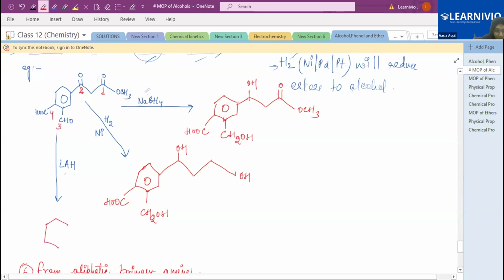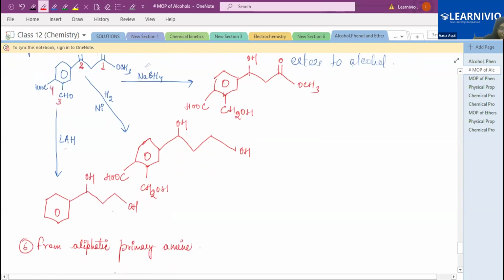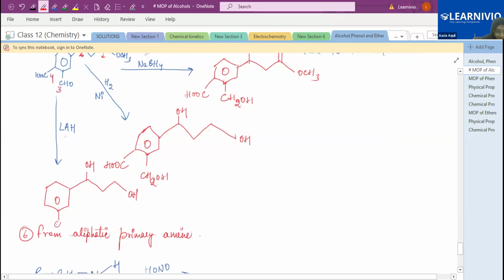And what will be the product? So you will write this one, two, three, four, which over here this ester will be reduced to this. Here this ketone will be reduced to this OH, and aldehyde will be reduced to this CH2OH, and this COOH group will be reduced to CH2OH. This will be your product. Now you can see when you are using different reagents, the product will be different. So just keep this in your mind. This is very important.